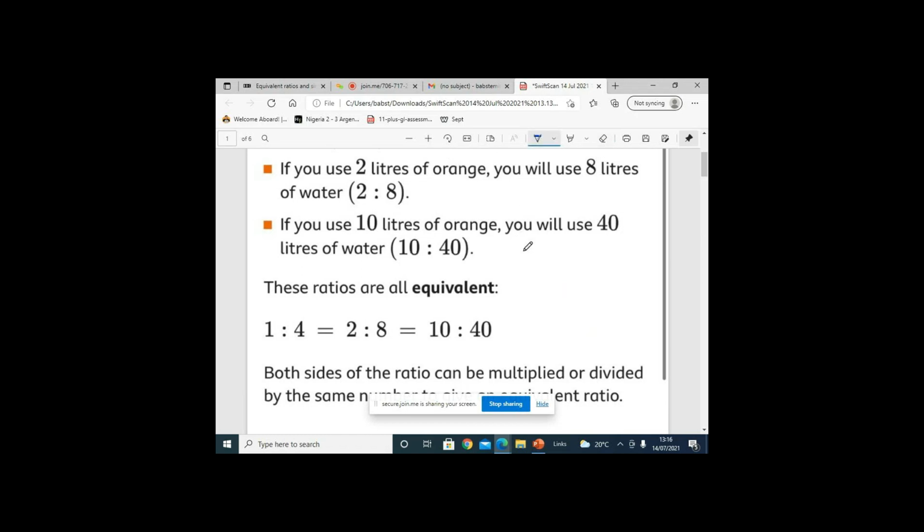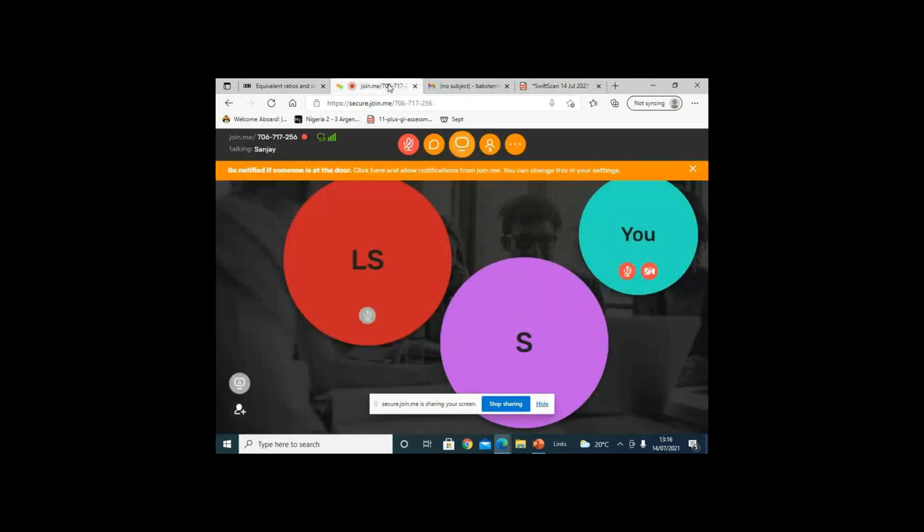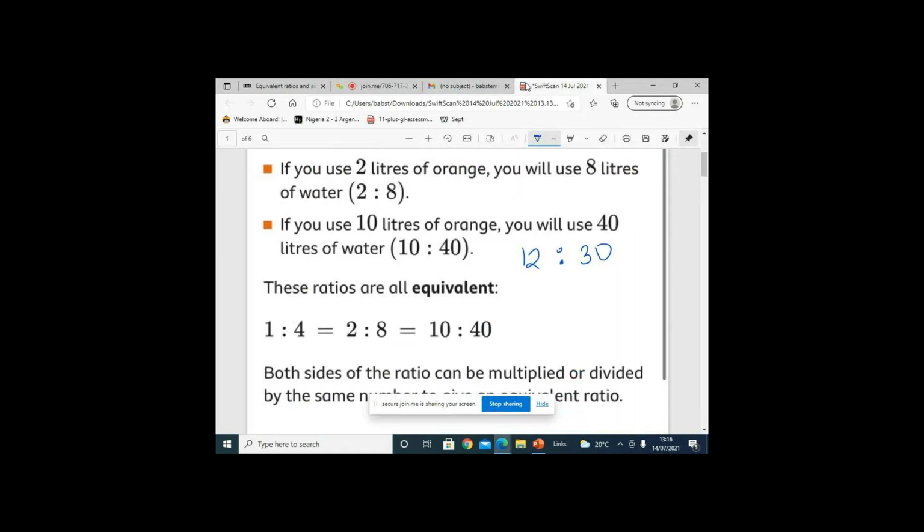So what about this one? 12 ratio 30. Can you simplify this? Let me just check if some other people joined. Okay, we stay alone here. Sorry. Can you do 12 ratio 30?